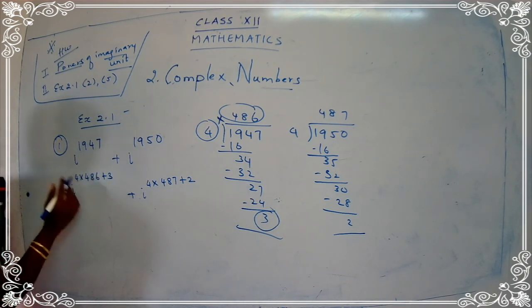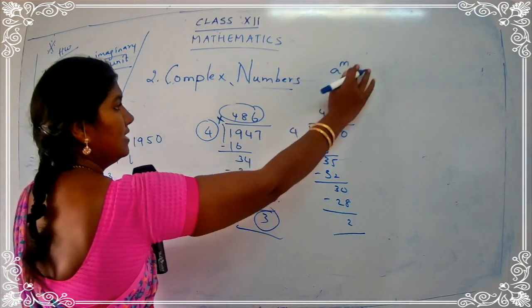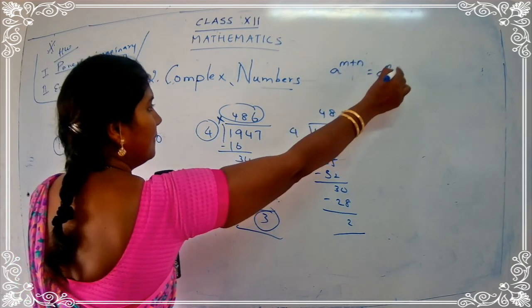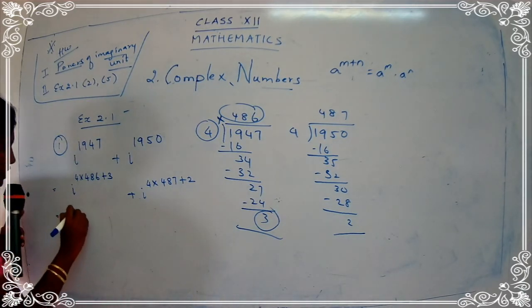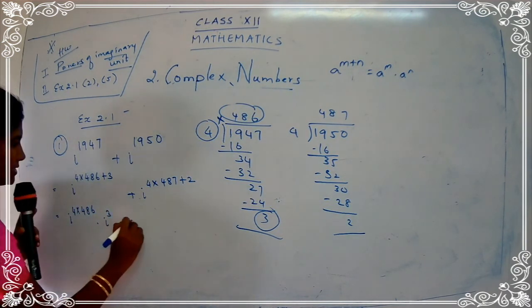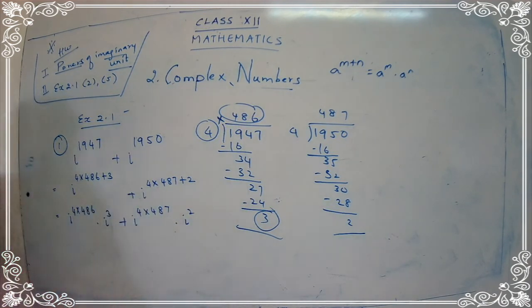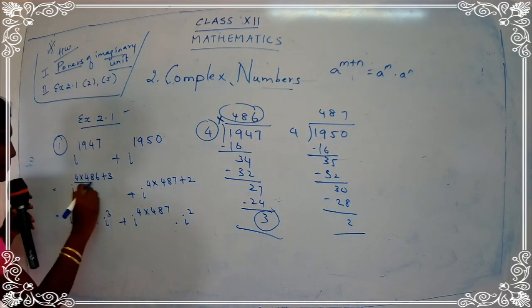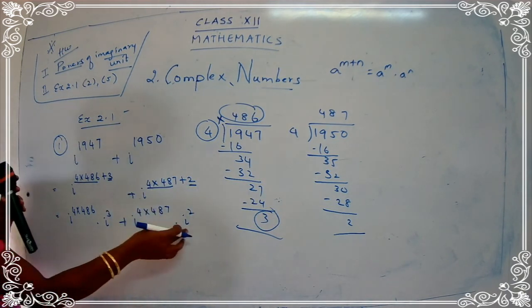So what I'm going to do is, this is in the form of a raised to m plus n. So a raised to m plus n is a raised to m into a raised to n. So we are going to split this as i raised to 4 into 486 into i cube plus i raised to 4 into 487 into i square. I hope you are clear. A raised to m plus n, so a raised to m into a raised to n. This is m, this is n. So i raised to 4 into 487, i square.